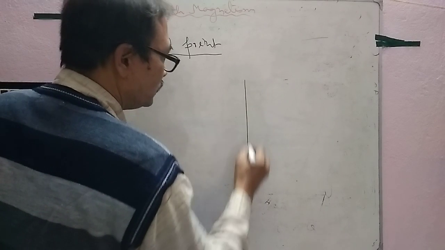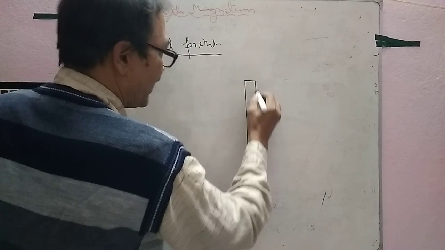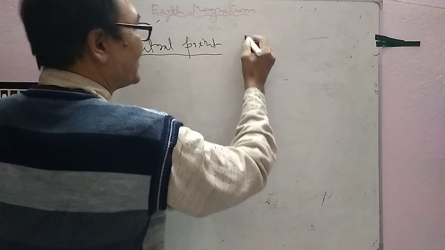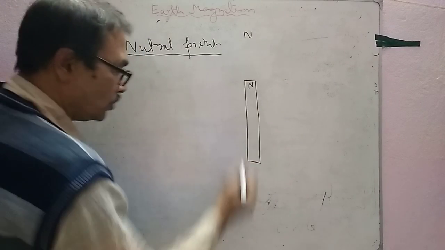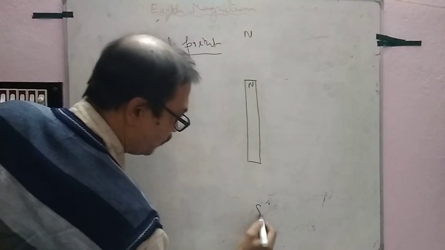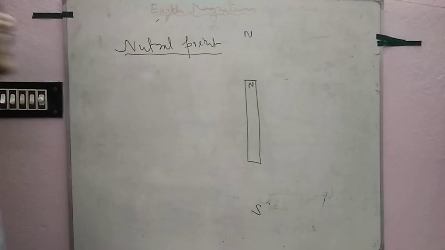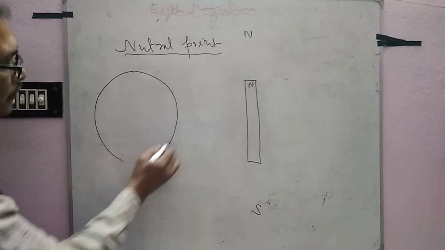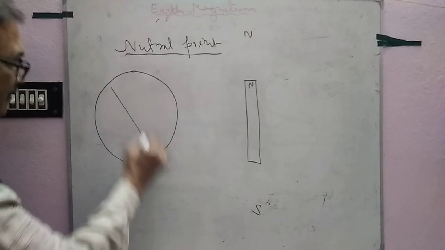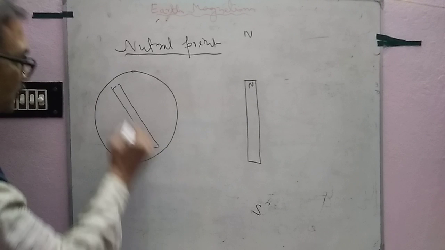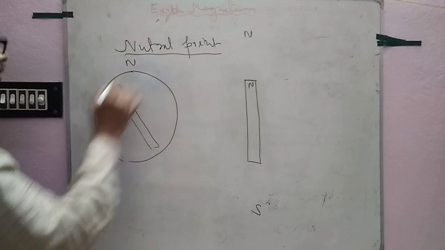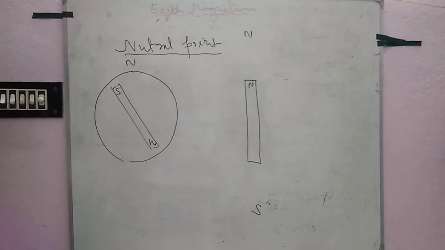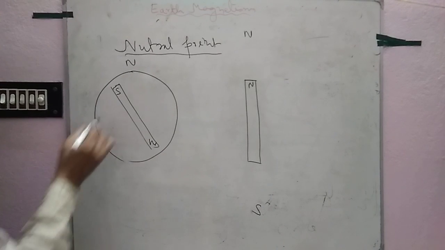Suppose this is a bar magnet. We place it with the north pole towards the Earth's north and the south pole towards the south. Then follow this figure. This is the hidden magnet. This is the geographical north. So this is the south pole and this is the north pole. Here again I indicate it.